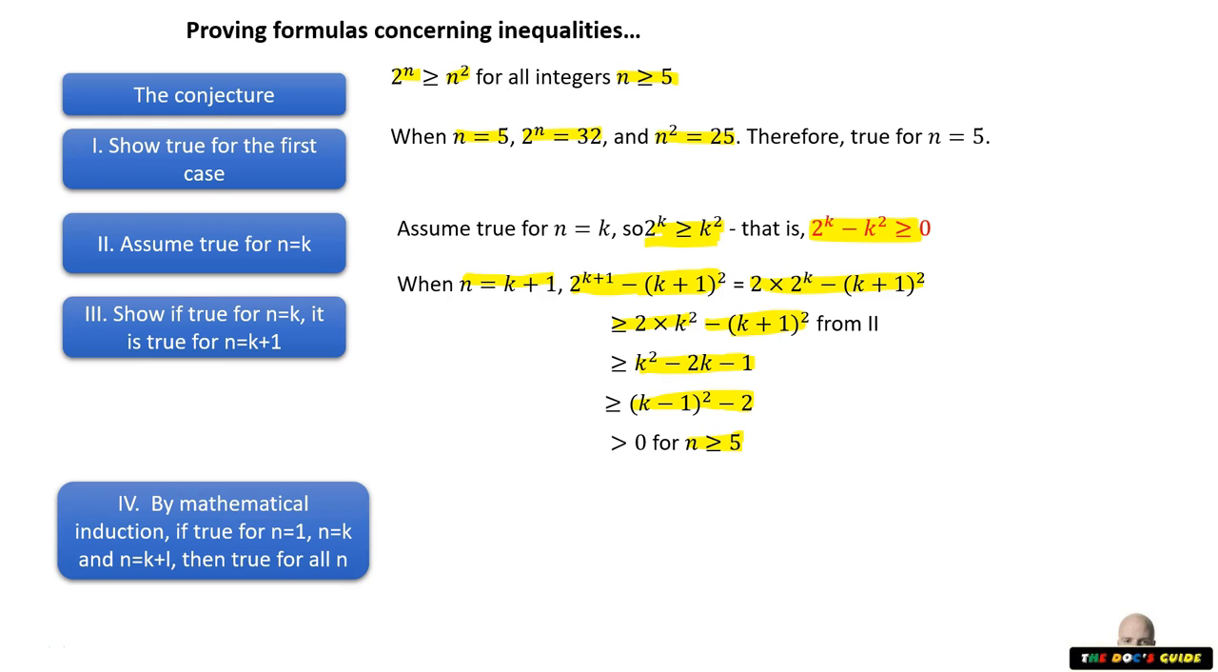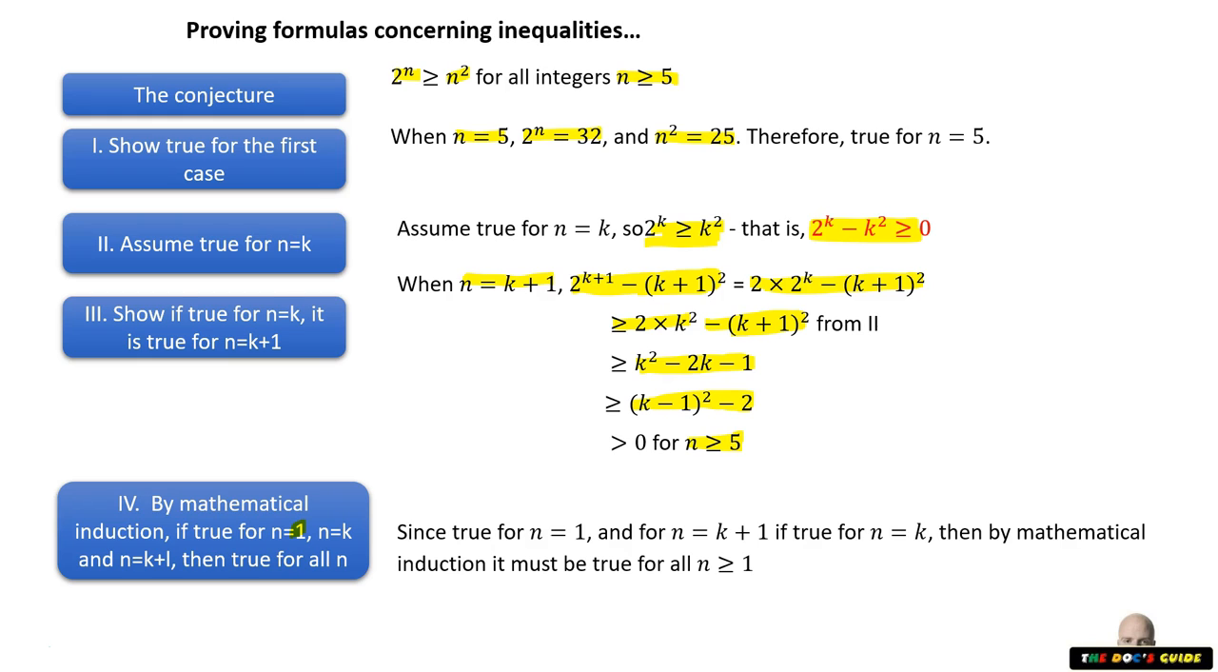So finally, by mathematical induction, we've proved that it's true for n equals, well in this case 5, not n equals 1, and having assumed it's true for n equals k, we've shown that it's true for n equals k plus 1, so we end up proving that it's true for all n. Now again, this should have said 5. We're proving it true for all n greater than or equal to 5.